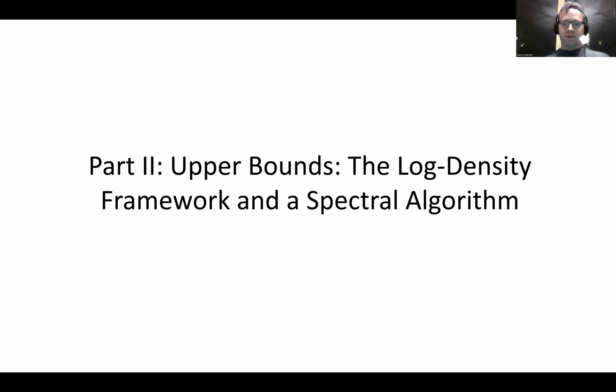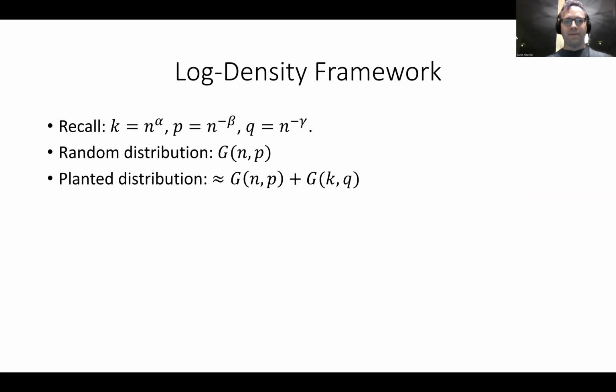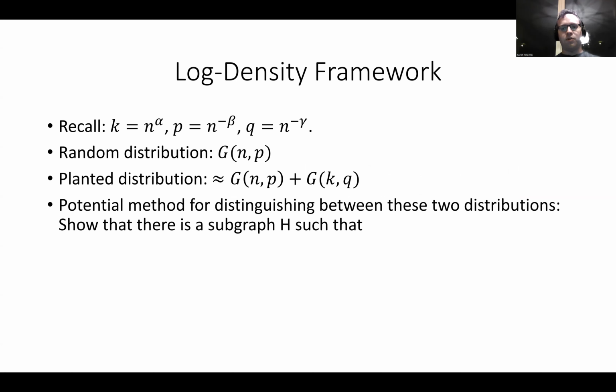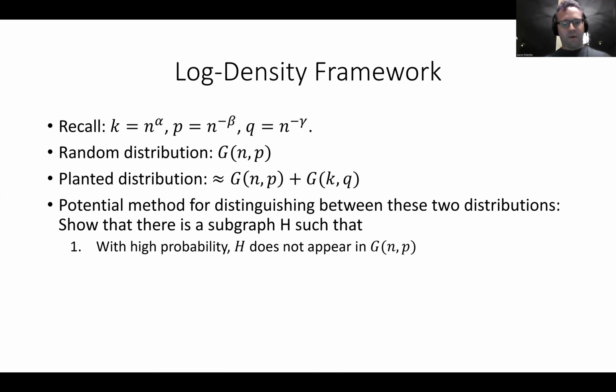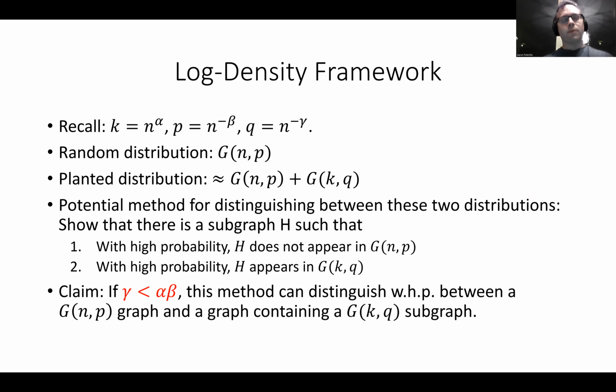So now I'll describe the upper bounds from the log density framework and a spectral algorithm. As a recall, our random distribution is G(n,p), and our planted distribution is roughly G(n,p) plus G(k,q). So a potential method for distinguishing between these two distributions is to show that there is a subgraph H such that with high probability, H does not appear in G(n,p), and with high probability, H does appear in G(k,q). It turns out that if gamma is less than alpha times beta, this method can distinguish with high probability between a G(n,p) graph and a graph containing a G(k,q) subgraph.